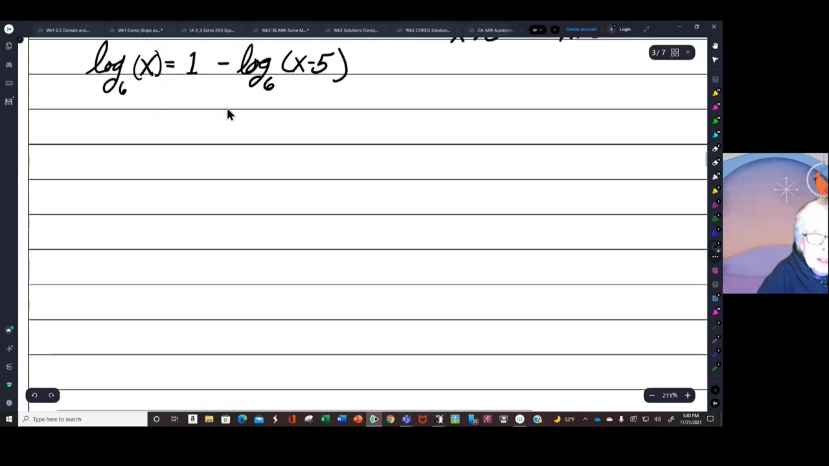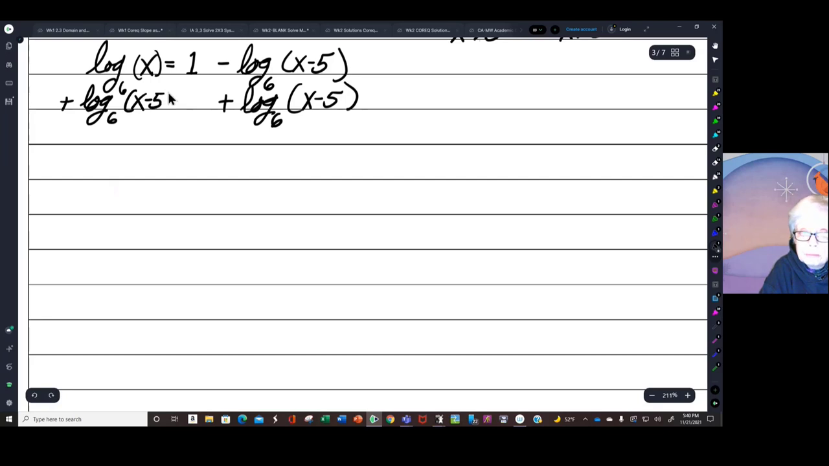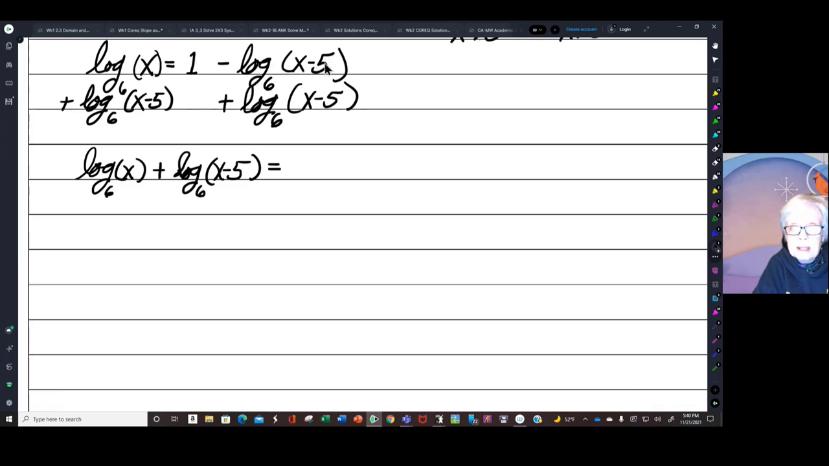Now, I'm going to add log base 6 of x minus 5 to both sides of the equation. I always say to both sides, and I'm sure somebody is thinking, both sides of what? Well, both sides of the equation. On the left, I'll have log base 6 of x plus log base 6 of x minus 5 equals 1, because negative log base 6 of x minus 5 plus log base 6 of x minus 5 is, boom, that's 0. So 1.